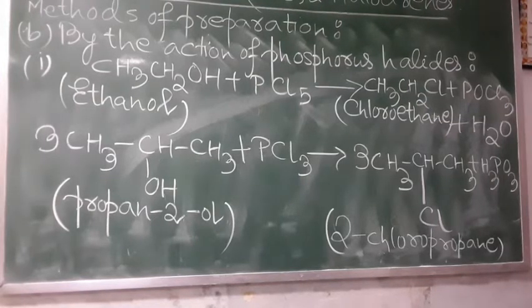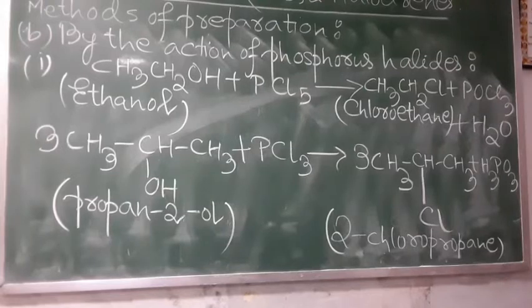In the second reaction, I have used a secondary alcohol. You remember, secondary alcohol, 2 degree alcohol. So I have used propan-2-ol. It reacts with phosphorus trichloride to form 2-chloropropane and H3PO3.